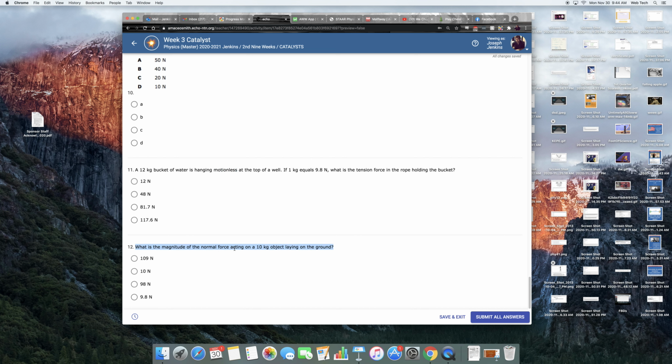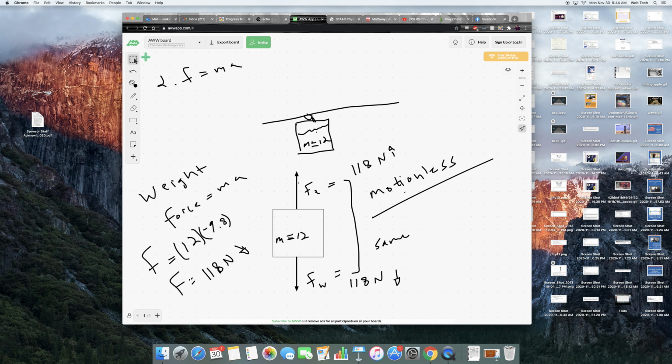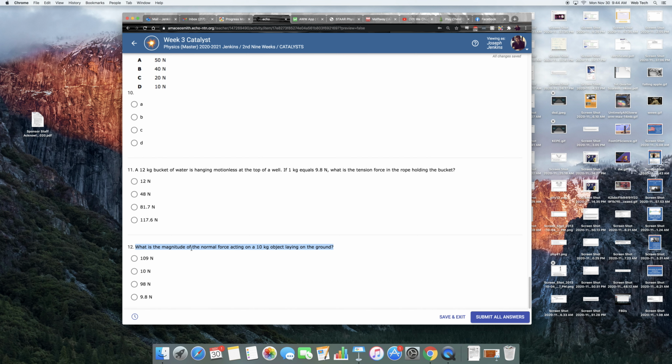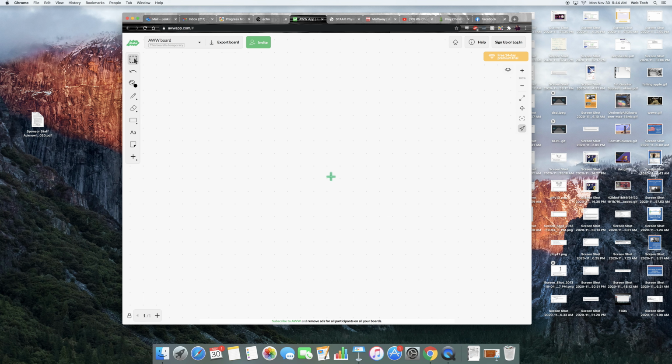How about this one? What's the magnitude of the normal force acting on a 10-kilogram object laying on the ground? That's a very similar question. So we're on that last question of the quick check. What is the magnitude of the normal force? Well, to understand this question, you had to have paid attention to the lecture and realized that the normal force is a type of force that everything that's not falling is experiencing. Everything is being pulled down, but if you're not falling, you're resting on something. And since every action has an equal and opposite reaction, it's pushing back against gravity.